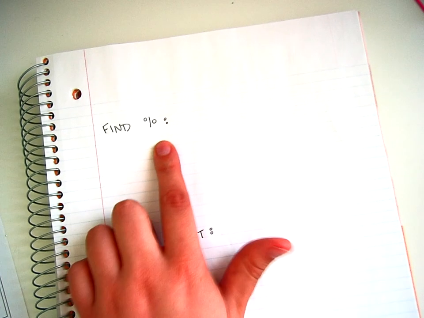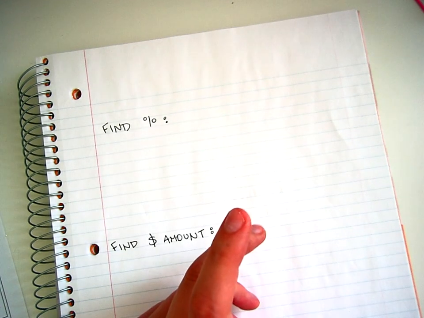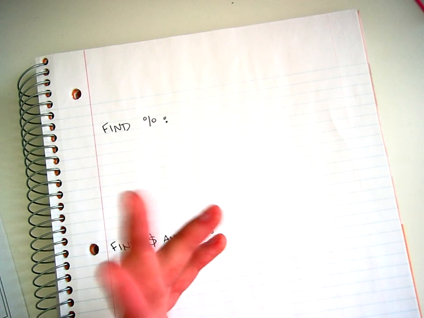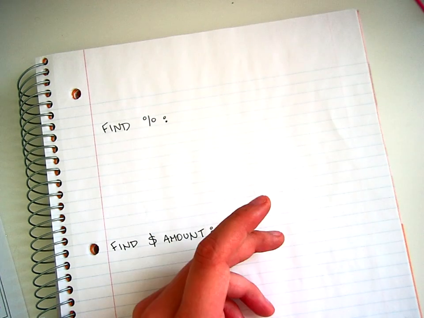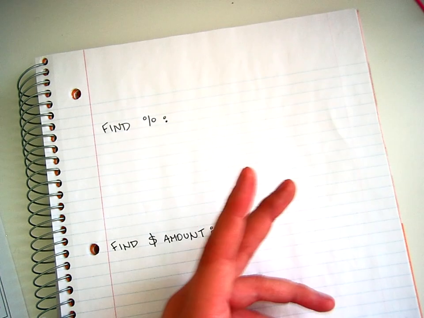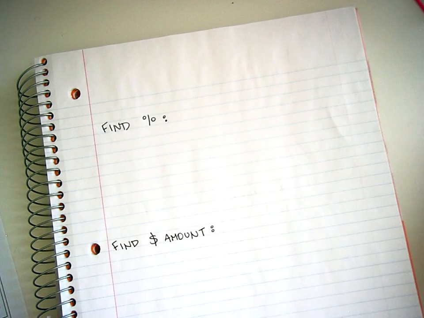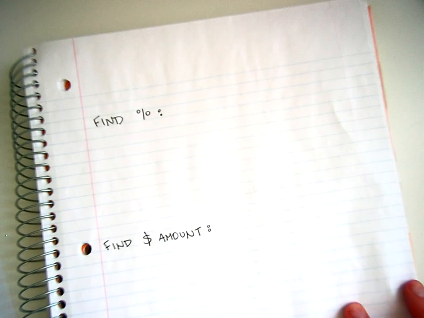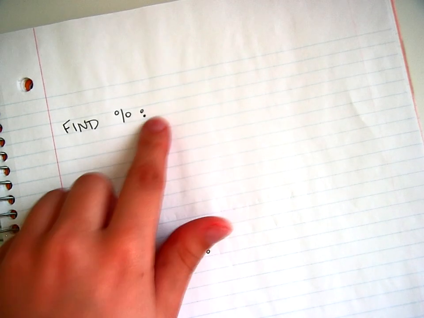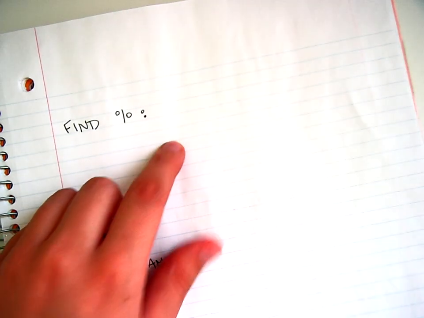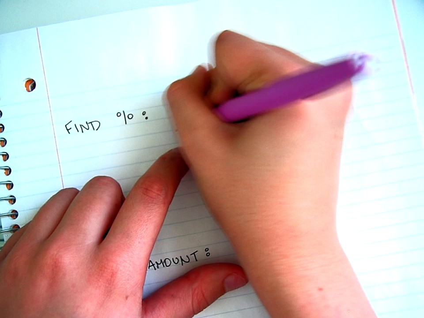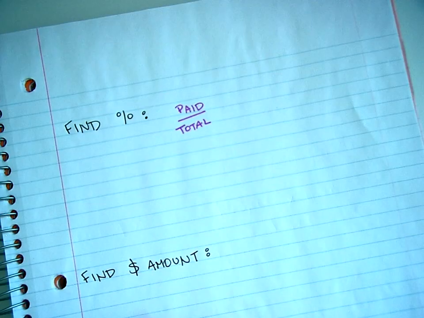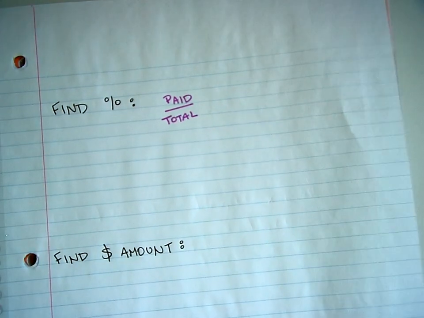Okay, so the first thing I want to do is find the percent of something. Let's say you have $200 and you spend $20, what percent did you spend? Or if you pay someone $5 and you had $15, what percent did you pay them? If I want the percent amount, what I need is what you paid over the total.